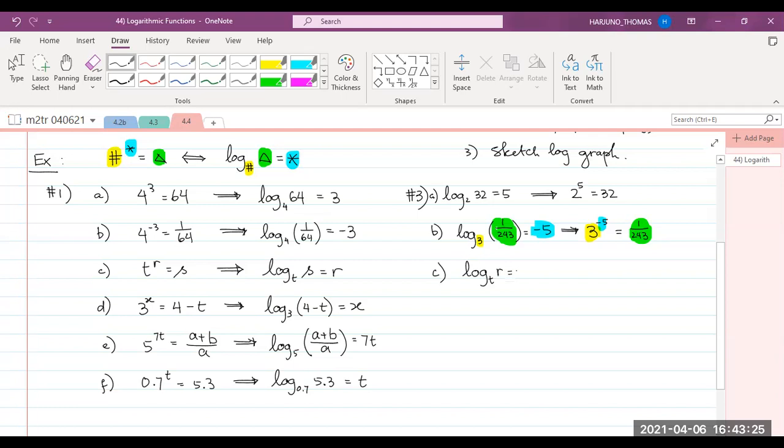It's not about computing here. No, this is not computing yet. We don't compute anything yet. We just change the pattern. We just change the form, in this case from log form to exponential form. Log base t of r equals p means the base is t, the exponent is p, the argument is r. That's it. That's all they want.